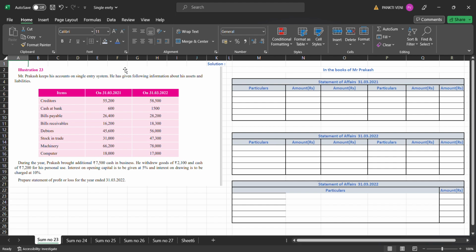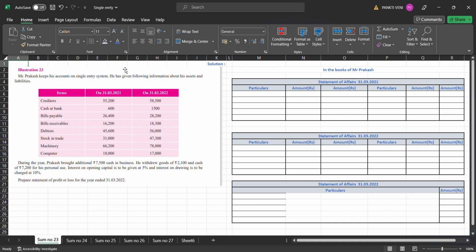So you have asset details, you have liability details. Then during the year Prakash brought additional capital, additional 7,500 cash in business. He withdrew goods of rupees 2,100 and cash of rupees 7,200 for his personal use. Interest on opening capital is to be given at 5% and interest on drawings is to be charged at 10%. Prepare statement of profit and loss for the year ended 31st March 22.